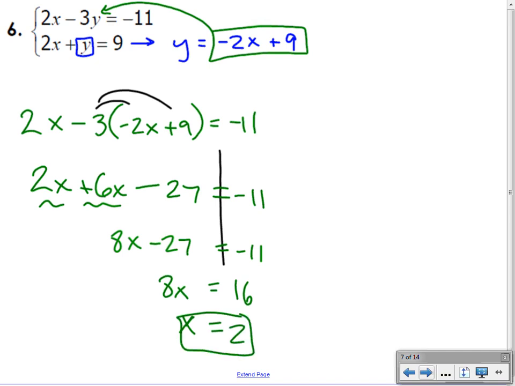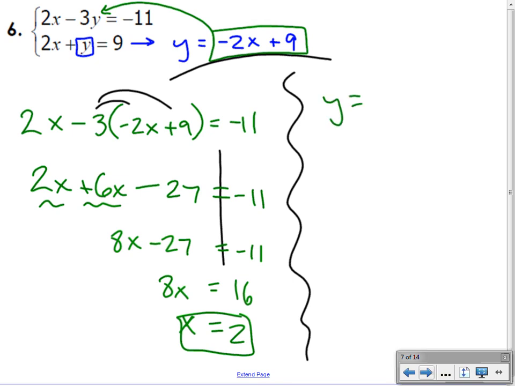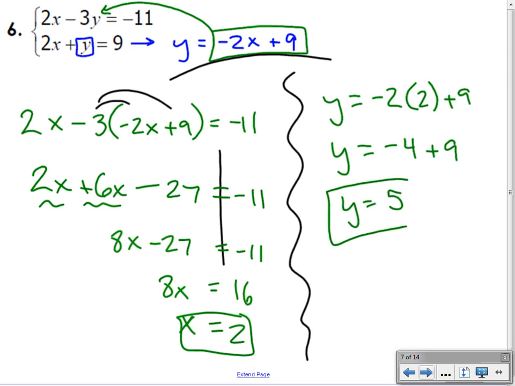So we know x, we need to find y. Again, I'm going to plug it into my rearranged top equation because it's already solved for y. Y equals negative 2 times 2 plus 9. So we get negative 4 plus 9, which is 5. And there's our solution.